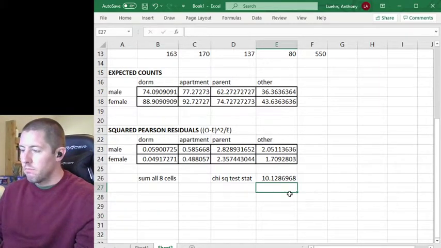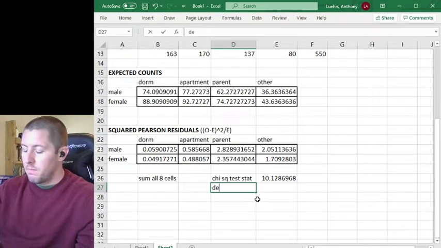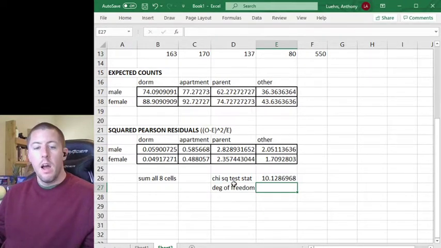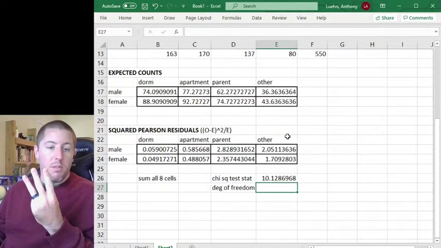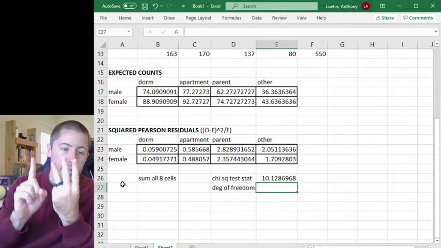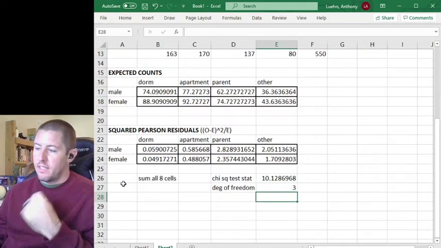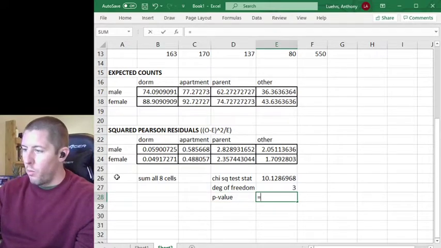And so we can now compare this with our degrees of freedom. We already computed this back in Microsoft Word, right? Our number of columns minus 1 is 3. Our number of rows minus 1 is 1. And 1 times 3 gave us 3. So I have my chi-squared test statistic, I have my degrees of freedom, and so now we can go ahead and compute our p-value. And our p-value will always be 1 minus chi-squared dot dist.